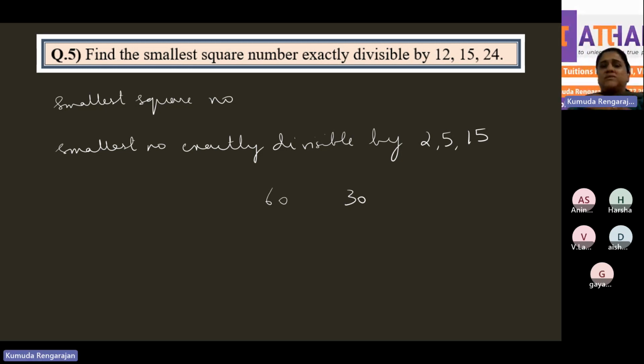That is the LCM, and you all know how to find the LCM. Okay, the LCM is 30. The LCM of these three numbers is 30.